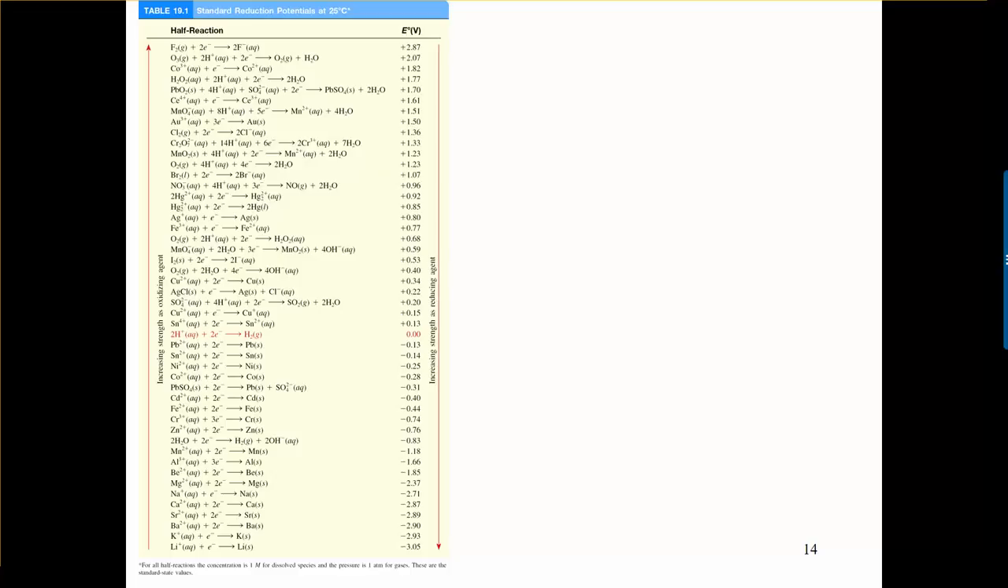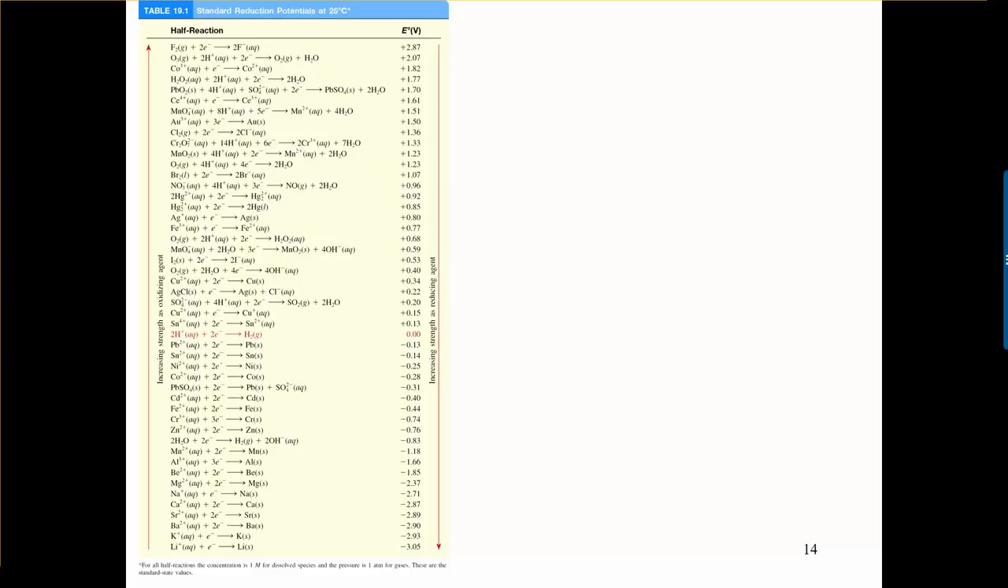Reduction is gain of electrons. So if I am a reducing agent, I have become oxidized. Whatever is oxidized is the reducing agent. It gave its electrons away. So as I move down, these things will give away electrons, increasing in strength of reducing agent. These things become oxidized very well. As I move up the chart, I'm increasing in the strength of the oxidizing agent, which is the thing that becomes reduced.